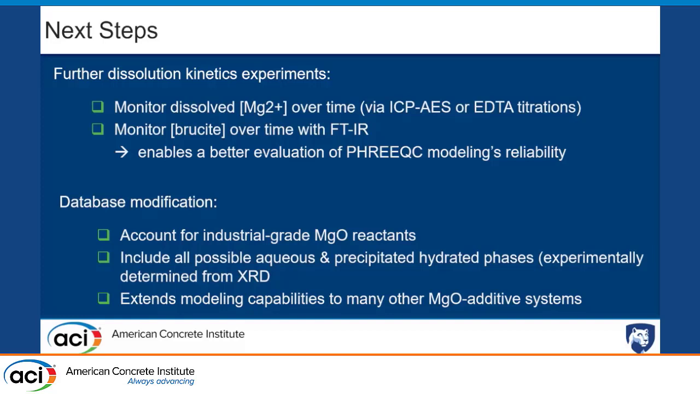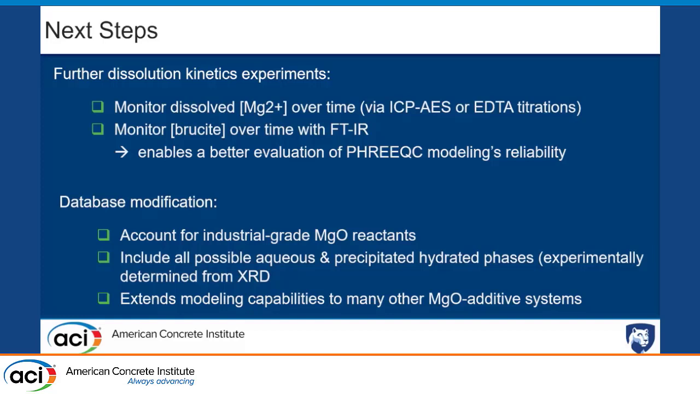So I told you about that easy sampler idea of just sampling the solution over time to look at what the ions in solution are. You can validate that through thermodynamic modeling as well. We can use that FDIR probe that I talked to you about as well to better evaluate the model's reliability.